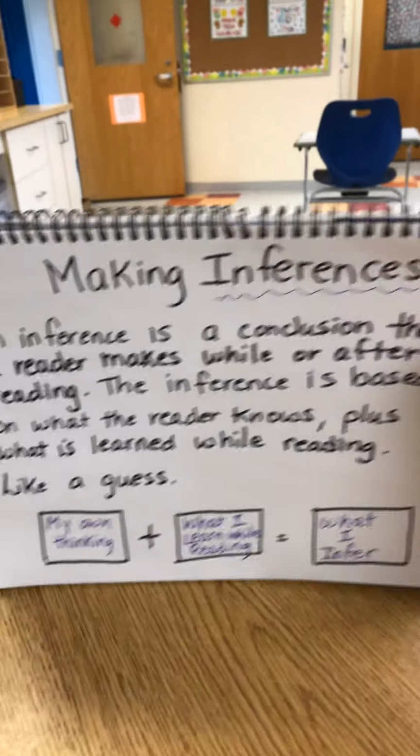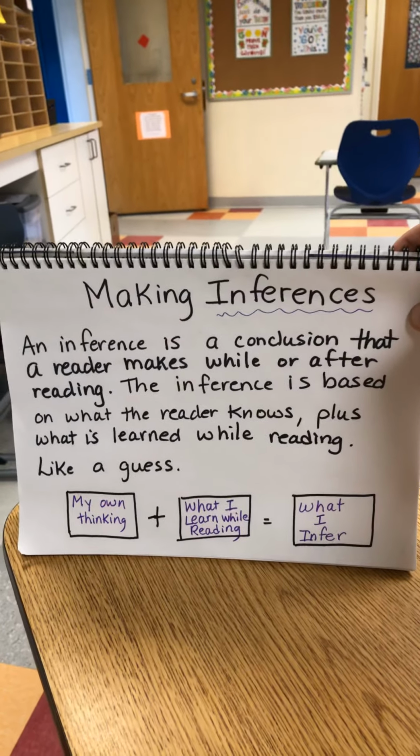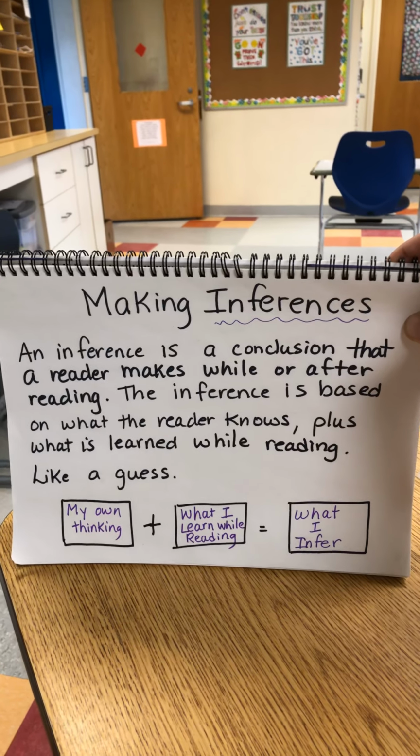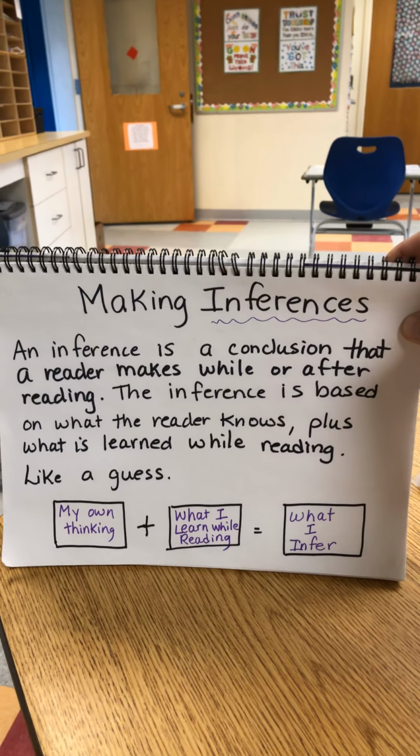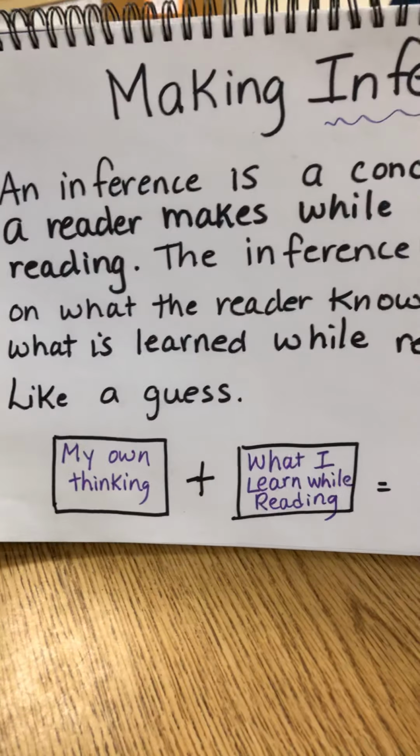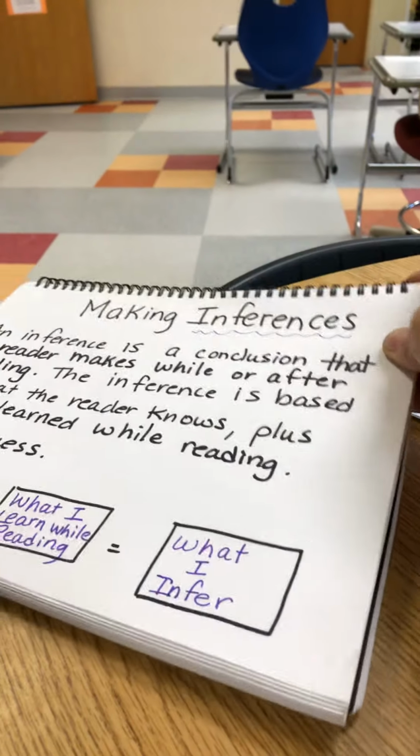So again, I'm going to put you one more time. Making inferences is a conclusion that a reader makes while or after reading. The inference is based on what the reader knows plus what is learned. So your own thinking plus what you learn is what you infer. All right, thanks for joining me again today, learning those reading strategies that will help you answering those questions that we've been working on. And please feel free to always use that text. You jump right back in and start rereading when you are searching for answers to questions.